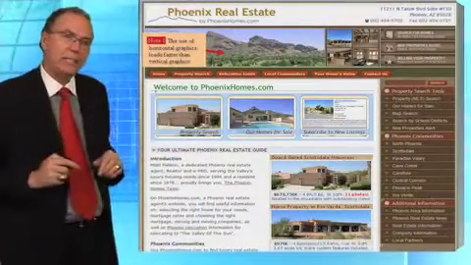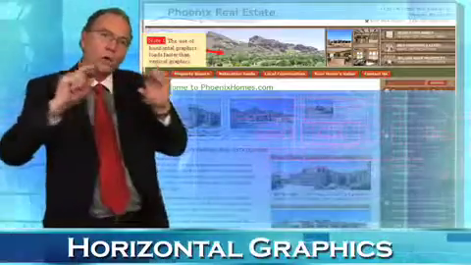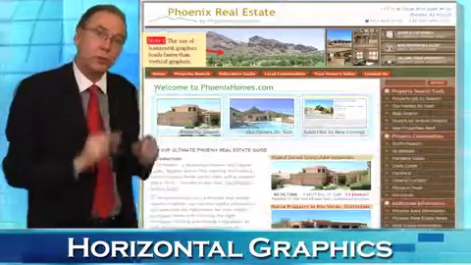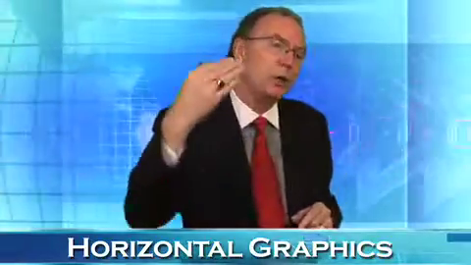For example, let's take a look at one thing. Notice how the graphic here is horizontal. Horizontal graphics load faster than vertical graphics do. Thus, your website is going to load faster and they'll stick around better because it's loading faster. Here's an even more important one.